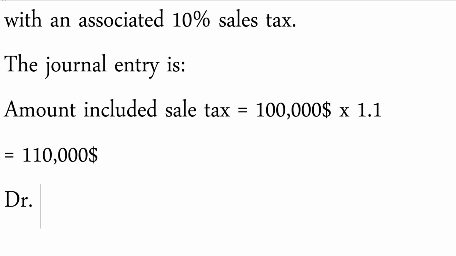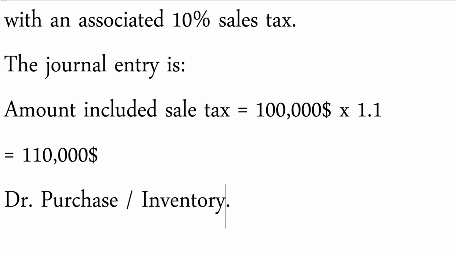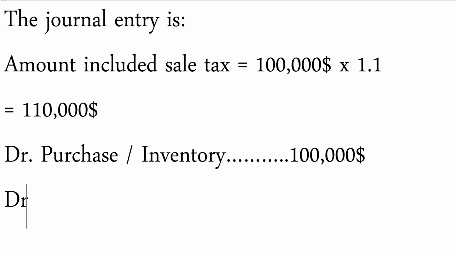So we can make the journal entry: debit purchase or inventory. How much? It is only 100,000. Why? Because sales tax we can claim from the government. So sales tax is not cost of inventory. I mean that our supplier charges tax from us, and then we can claim from the government. So sales tax is not cost of inventory.